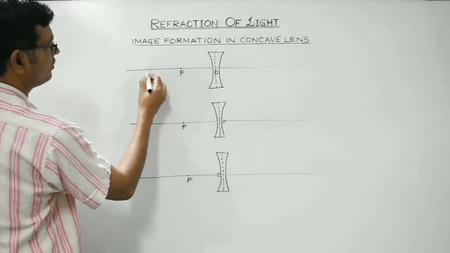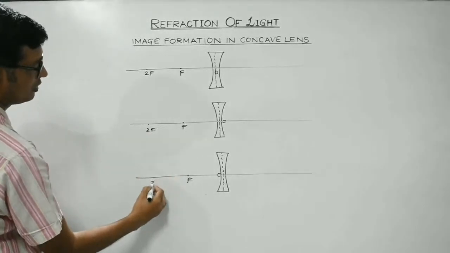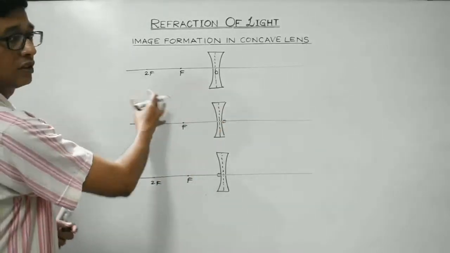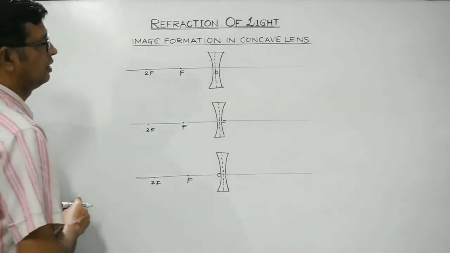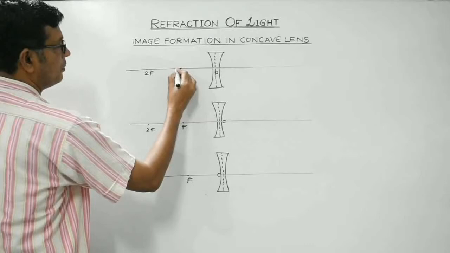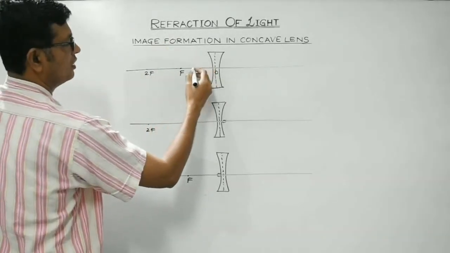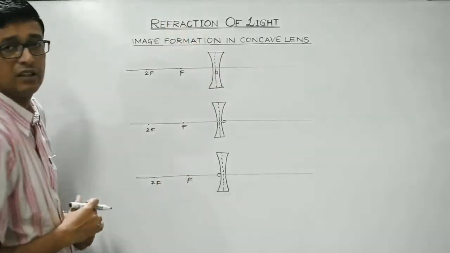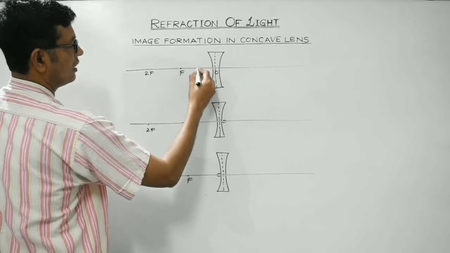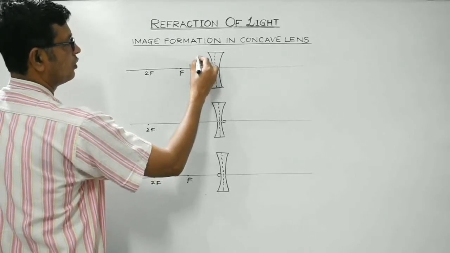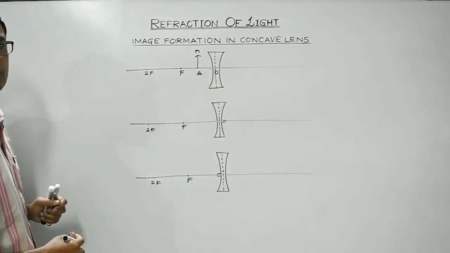Here it will be 2F. This is 2F. And this is 2F. Right? Its focus is virtual. So what to do is, students, here we will place an object very close to the concave lens. Let's see what will happen. Suppose we place an object over here, P, very close to the concave lens.